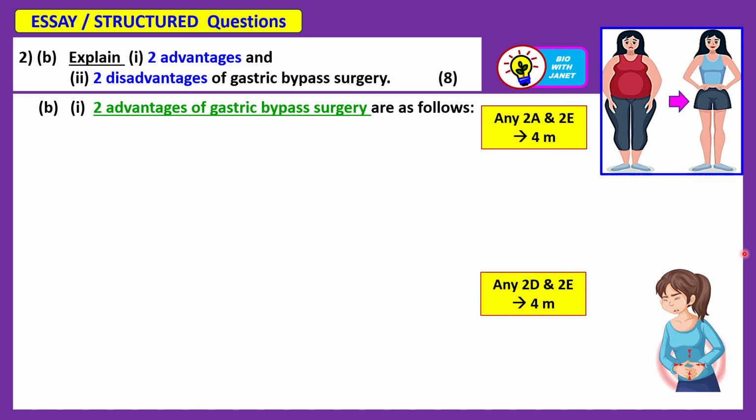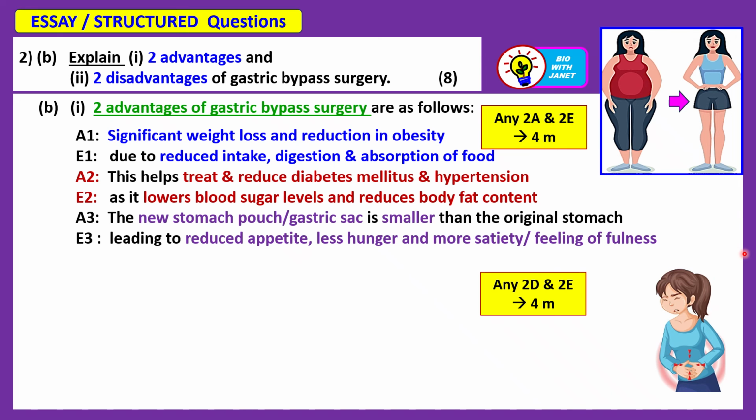So 2 advantages of gastric bypass surgery are as follows. A1, there is significant weight loss and reduction in obesity. E1, elaboration of A1, due to reduced intake, digestion, and absorption of food. Next, A2 or advantage 2, this helps to treat and reduce diabetes mellitus and hypertension. E2, as it lowers blood sugar levels.